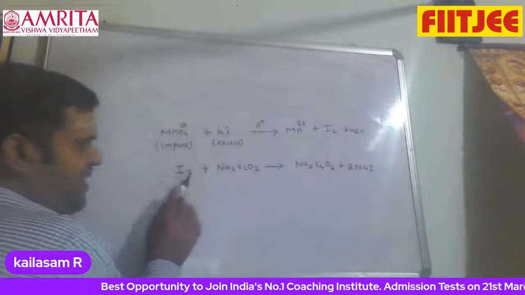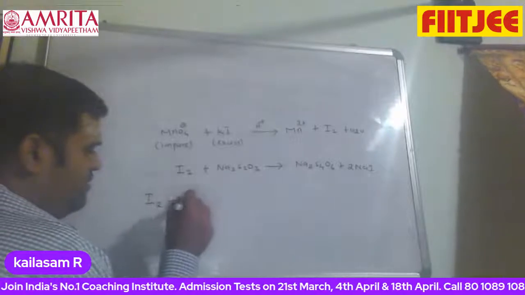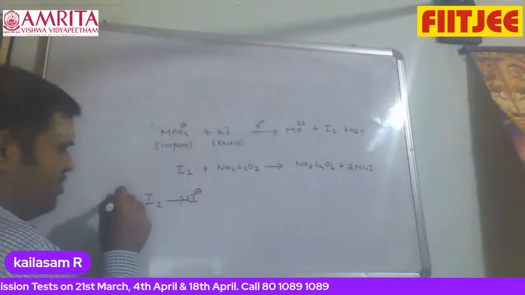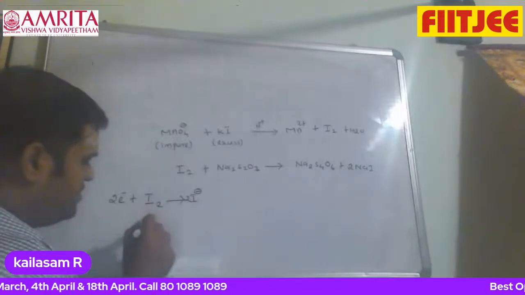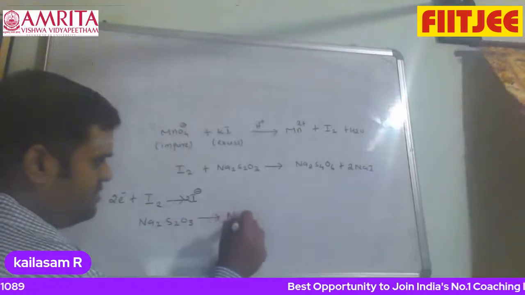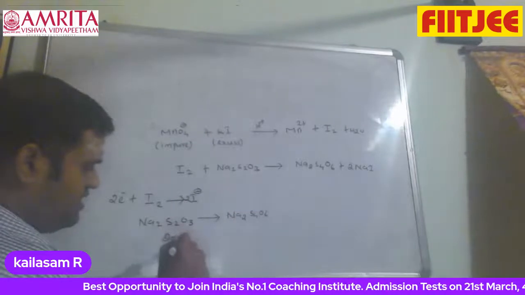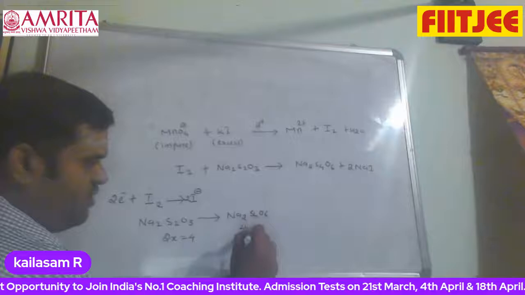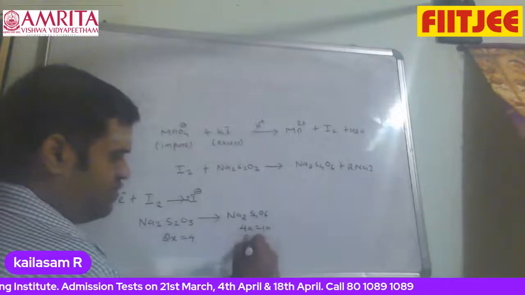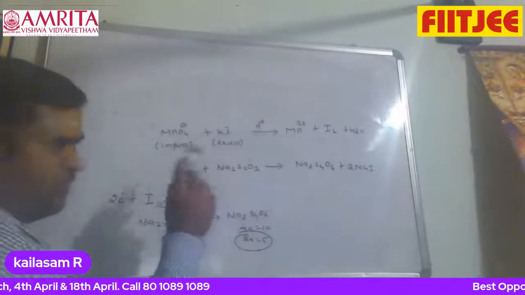Here the n factor of I2 becoming I minus: I2 becomes 2I minus, so I can write that the n factor is 2. Now the n factor of Na2S2O3 becoming Na2S4O6: I can write 2x is equal to 4, here 4x is equal to 10. But how many sulfur are involved? 2 sulfur only. Therefore I can write 2x is equal to 5. So the n factor is 1. The n factor is the reverse of the molar ratio, here 1, here 2.